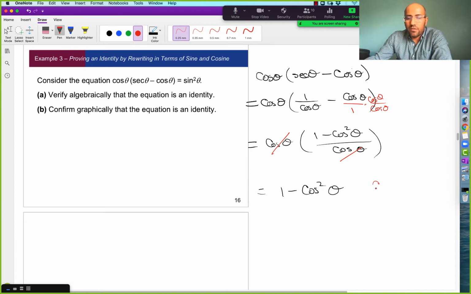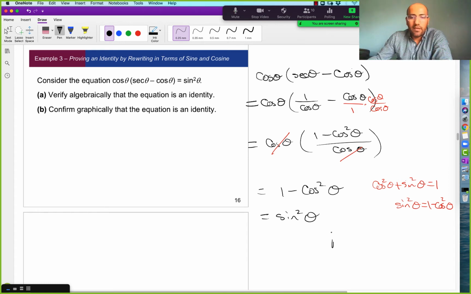So using cosine squared theta plus sine squared theta equals 1, I can say that sine squared theta equals 1 minus cosine squared theta. So using that identity, I can then conclude that this is sine squared theta. Done. A little box, put a slash to it. That's traditional in math. Shown that you're done.